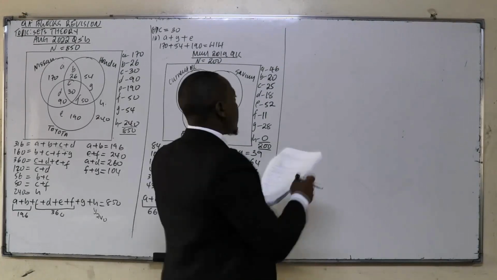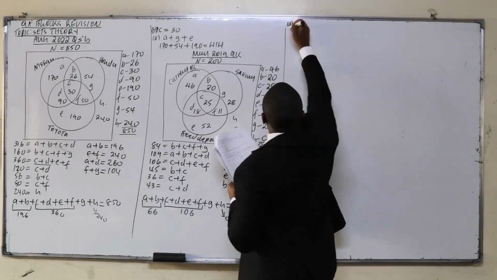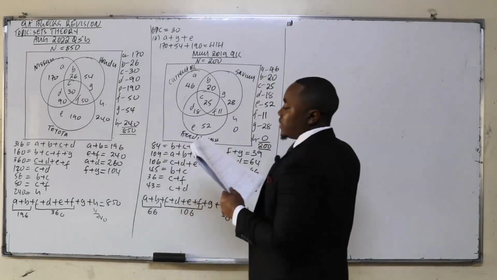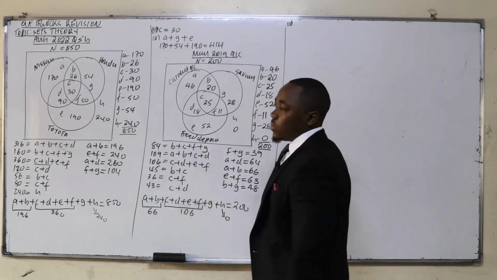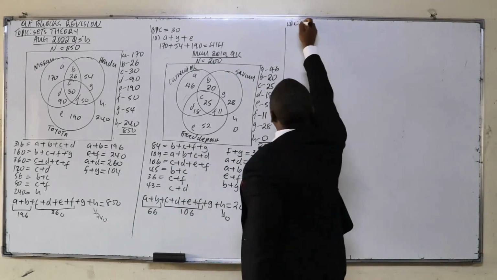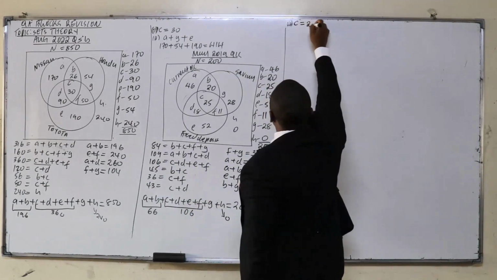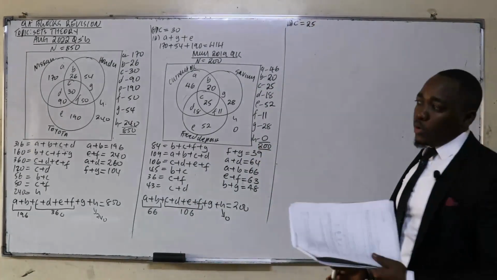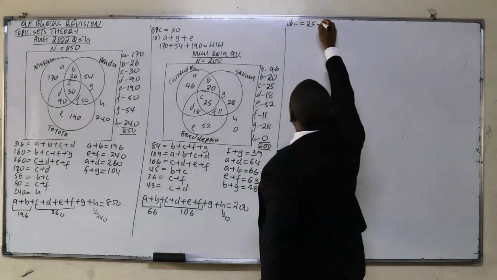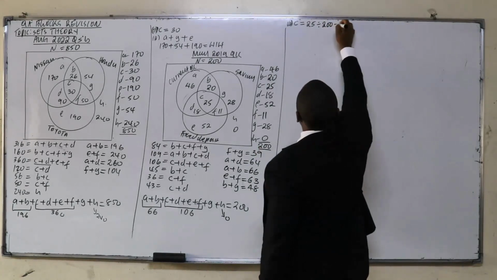Number 2. The probability that a customer selected at random operates all the 3 types of account. All the 3, that's our C. C is 25. But in this case, we don't want the number, we want the probability. So take 25 over the total number of customers, 200. You get 0.125.